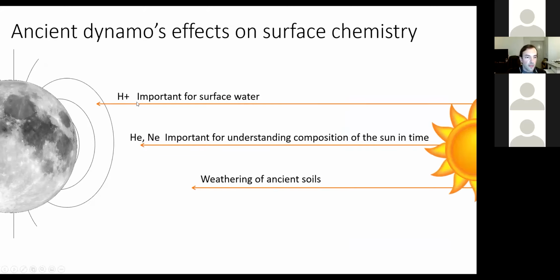Here are some reasons why that might have been important if the moon had this global dynamo field. The first one is that hydrogen ions are potentially important for making water on the surface. So you take H+, you combine it with the oxygen in the soil, and you can make water and put water everywhere on the moon.